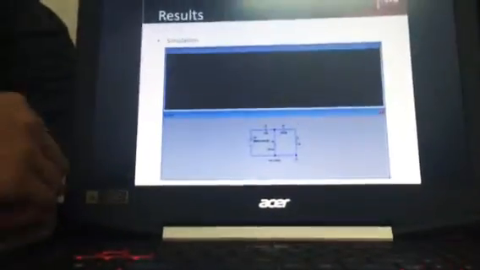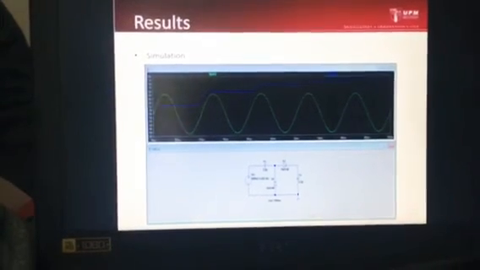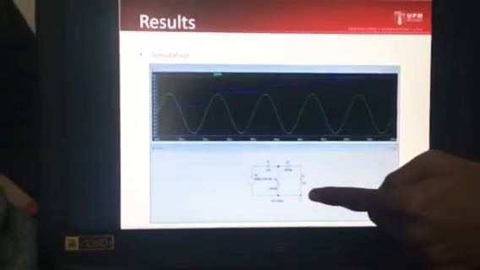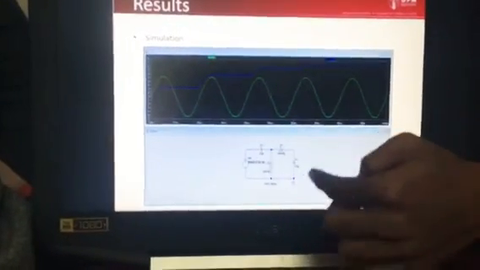Next, for the simulation, this is how we simulate in the application called LT-Spice. This is the circuit that we implement in the simulation. There are 2 capacitors here and 2 diodes here. The output that has been multiplied in our simulation is here. The green one is our input and the blue one is our output.